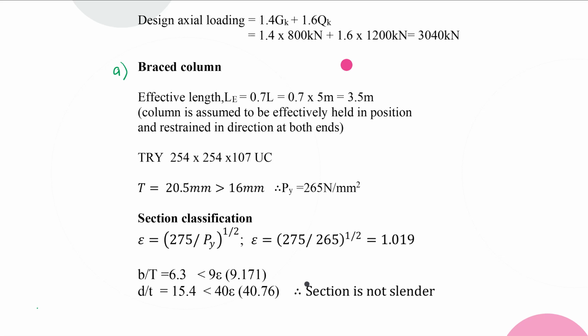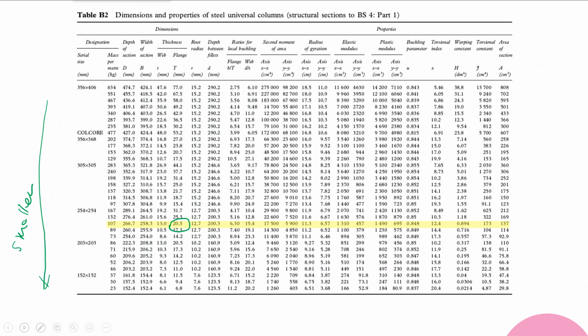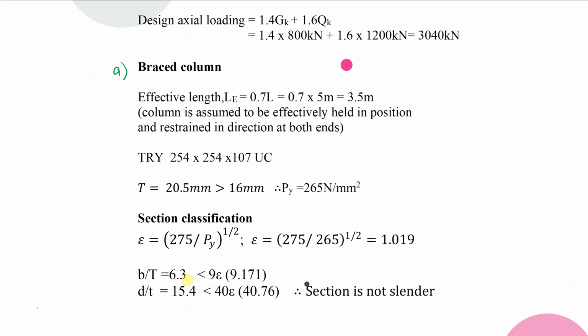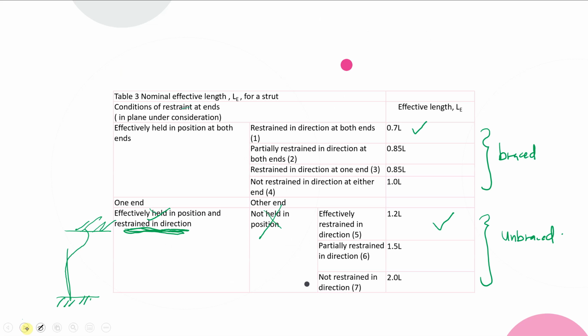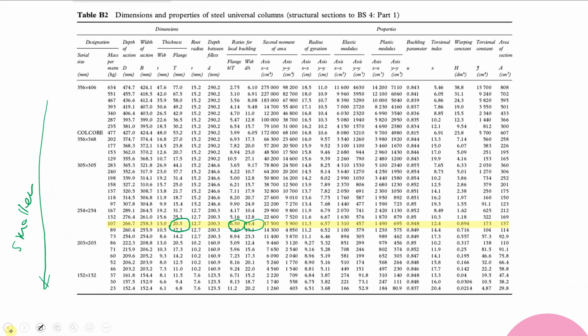Okay, the chart that we need the value of b over t and d over t again. Kita check je dekat our section here. Okay, value of b over t and d over t, which is 6.3 and 15.4 here. Okay, and then kita kena compare dengan this 9 constant and 40 constant. So 9 constant and 40 constant ni basically from the same table yang you tengok sebelum ni.